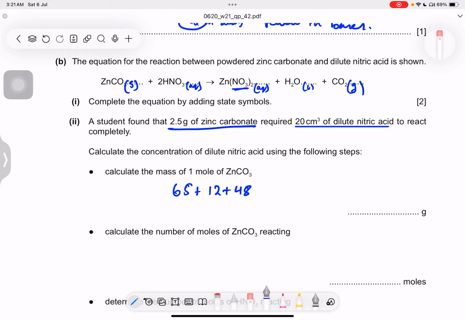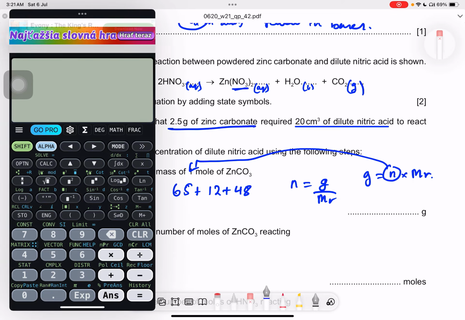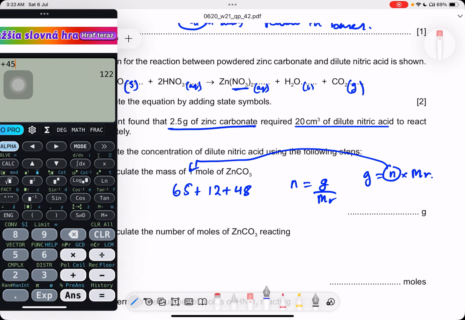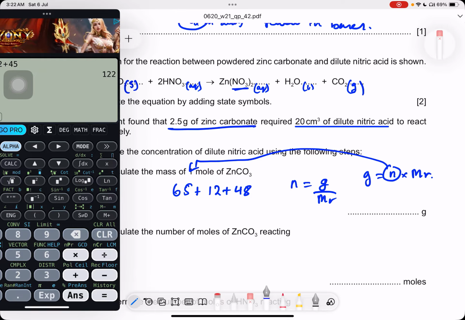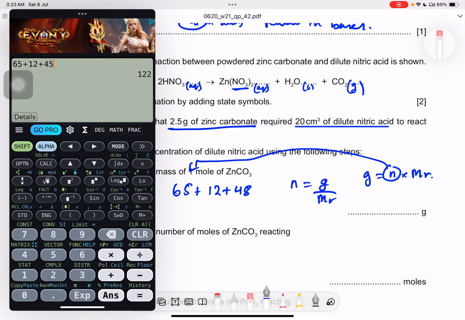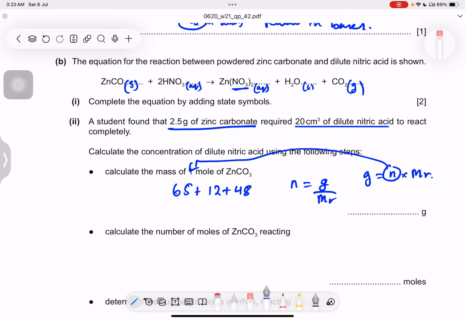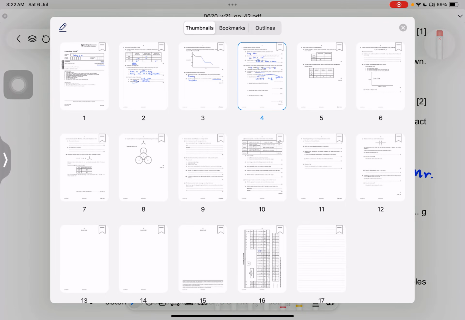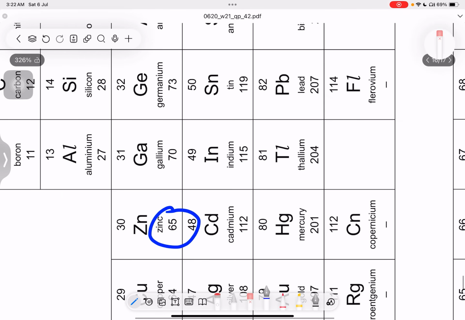And we have to calculate the mass. So it's basically n equals g over Mr. So g will be equal to n multiplied by Mr, and n is 1 mole. So the Mr is the answer. So 65 plus 12 plus 48. Zinc is 65, carbon is 12, and we have 3 oxygens, so 16 threes are 48. Have I looked at the Mrs correctly? Zinc is 65.